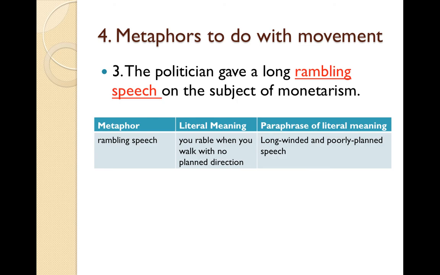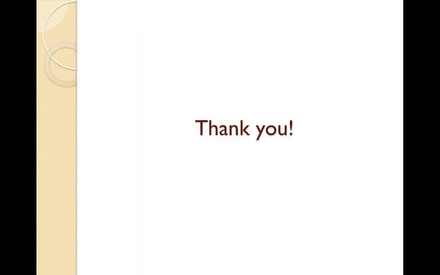So it's just when you come to, for example, do a presentation without preparation, you don't know which way to go and you just ramble, right? Say about here and there. So you are not sure about what you are doing, for example. So these are the four types of metaphor, with the last example being a metaphor to do with movement.